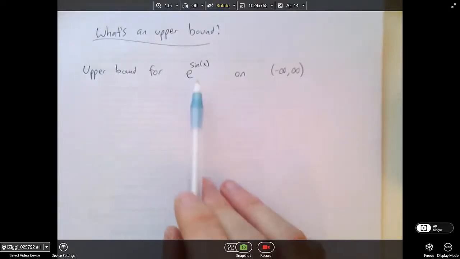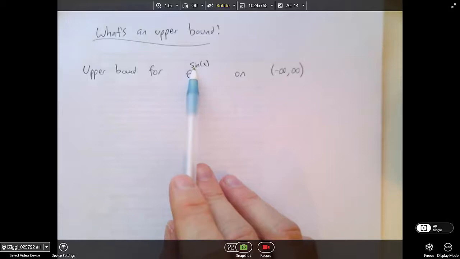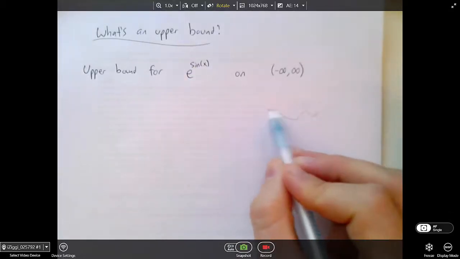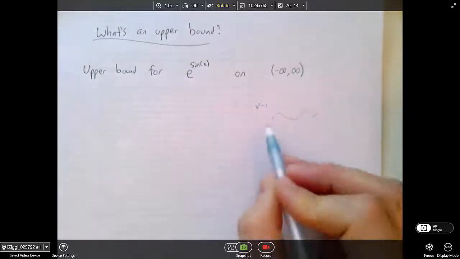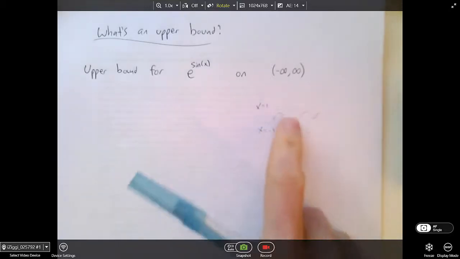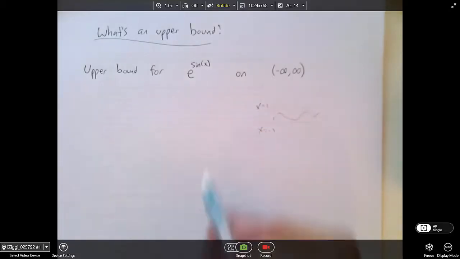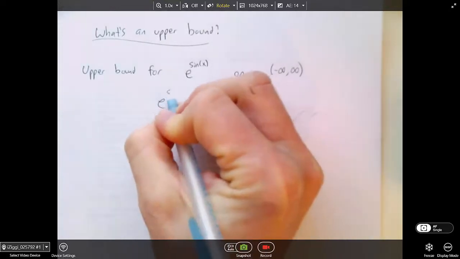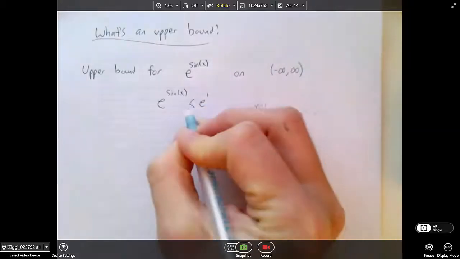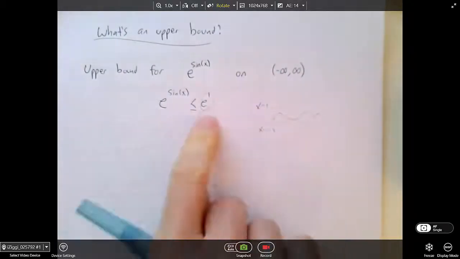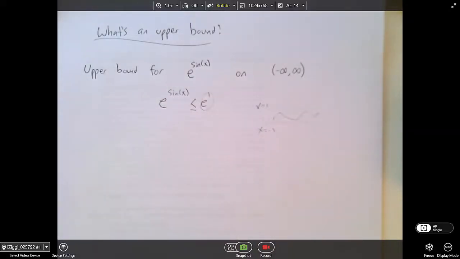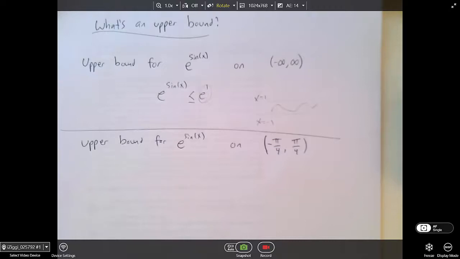So if I'm thinking about this, let's see, x could be anything, so that means sine x is going to look like this. So sine x is bounded above by 1, and it's bounded below by negative 1, because I know sine x is never larger than 1 and never smaller than negative 1. So if that's true, that means e to the sine x is bounded above by e to the 1. So e would be an upper bound for e to the sine x on the interval of the whole real number line. What if I ask a related question?